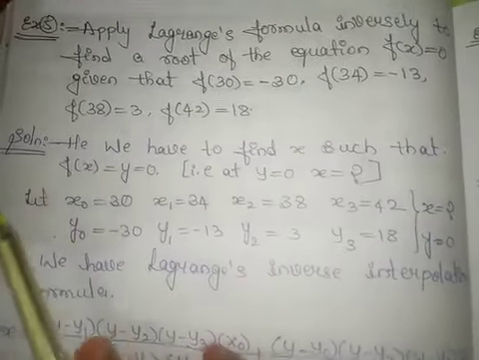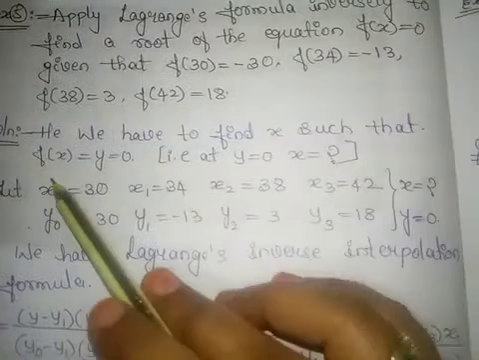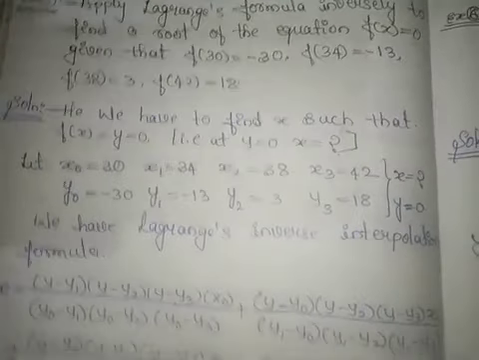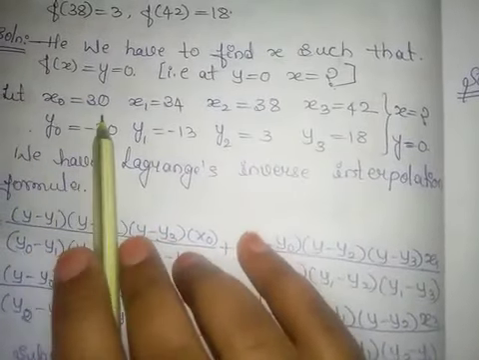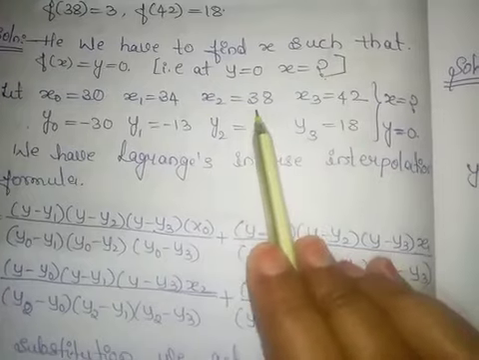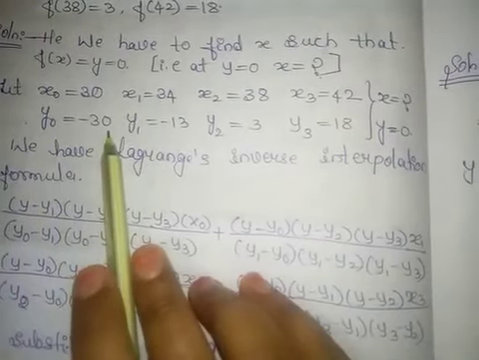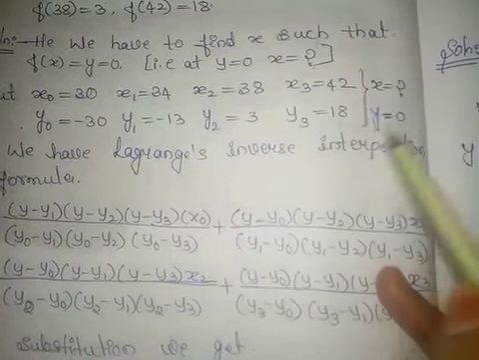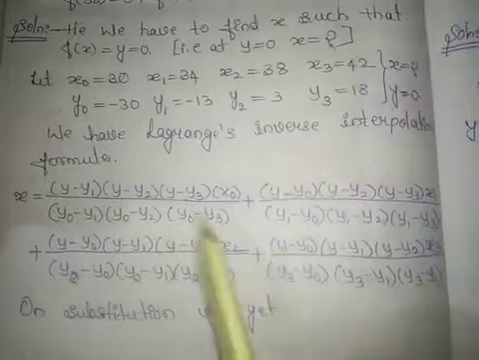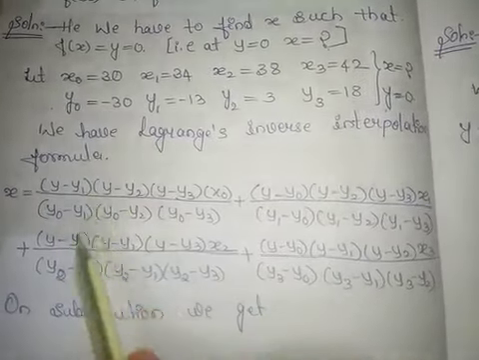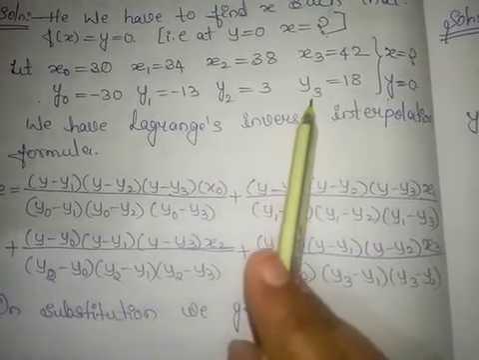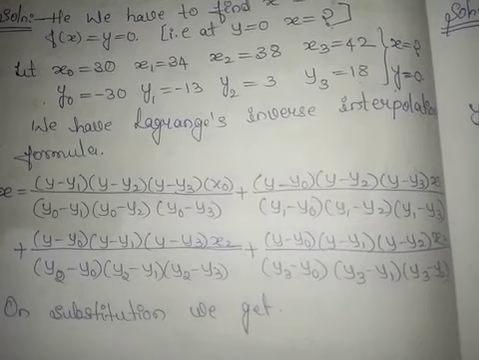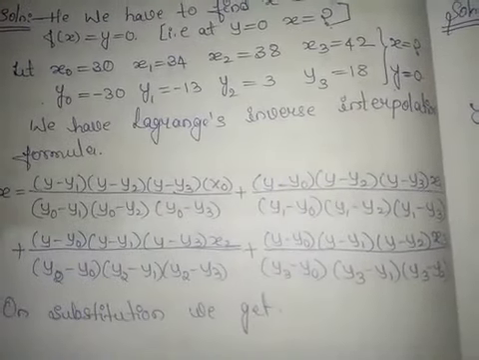This is the meaning. Solution: we have to find x such that f(x) = y = 0, that is, at y = 0, x is equal to what? Let x0 = 30, x1 = 34, x2 = 38, x3 = 42, and y0 = −30, y1 = −31, y2 = 13, y3 = 18, and y = 0. We have to find the value of x. We have Lagrange's inverse interpolation formula, that is x is equal to, here we have the terms up to x3 and y3, so we have to write the formula having terms up to x3 and y3.